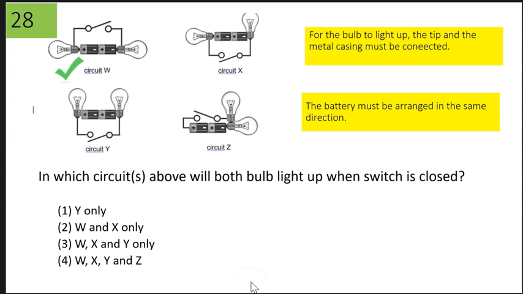We will analyze the remaining 3 circuits the same way. You will realize that for all the 3 circuits, the tip and the metal casing are connected, and the batteries are connected in the same direction. So the bulbs in all the 4 circuits will be lighted up. So the answer is 4.